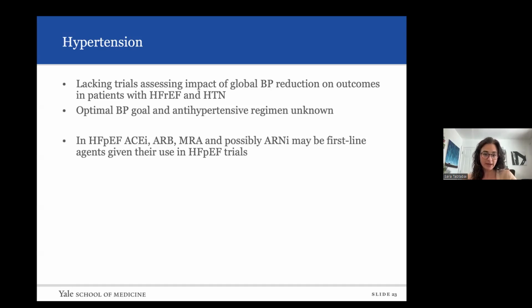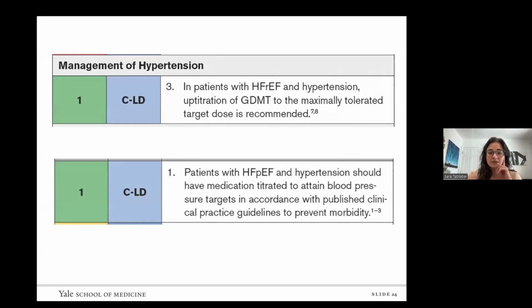In patients with HFpEF, I'll show you in the next slide, some summary from the guidelines that ACE inhibitors, ARB, MRA, and possibly ARNI may be first-line agents, and that's because there's a lot of use in HFpEF trials. So in the management of hypertension in patients with heart failure, you'll see here level of evidence or class recommendation 1 here in patients with HFrEF and hypertension, up titration to GDMT to maximally tolerated target dose is recommended.